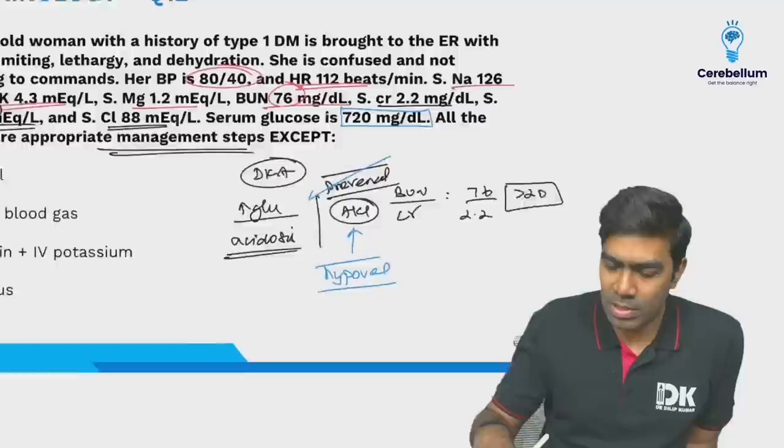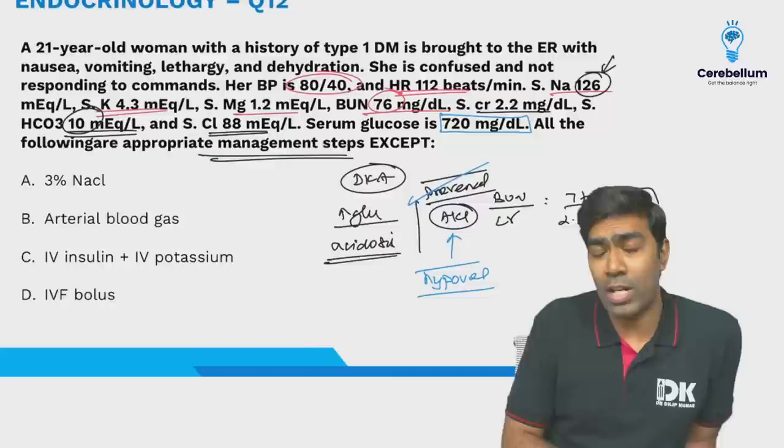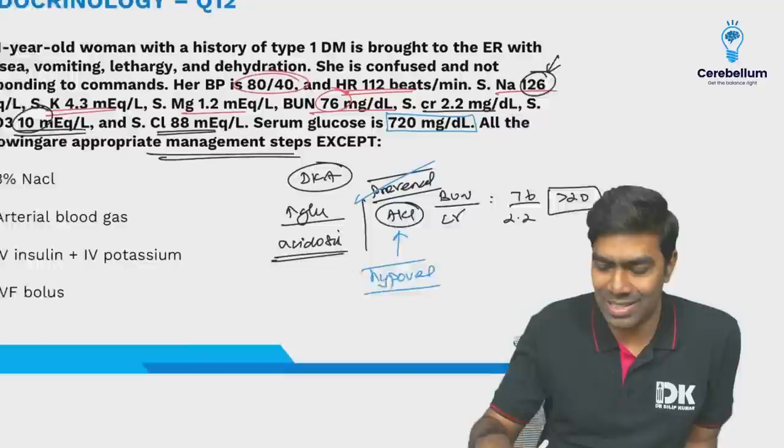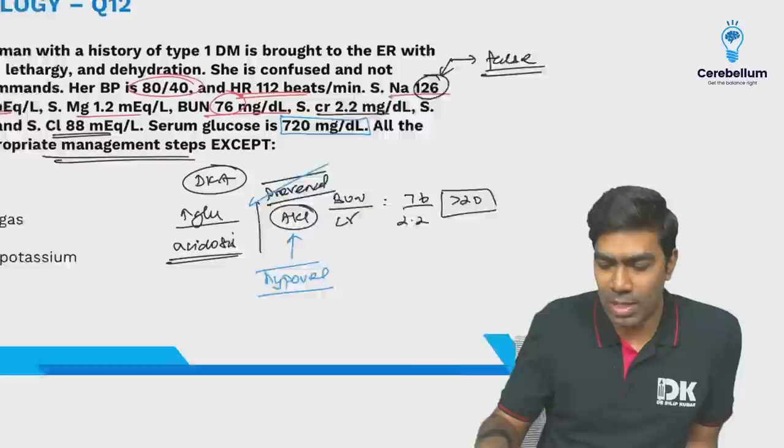And serum sodium is 126. So is this a false hyponatremia or a true hyponatremia? This hyponatremia is very likely to be a false hyponatremia. Why is it false hyponatremia? You have to correct the sodium. So what is the corrected sodium in this individual?